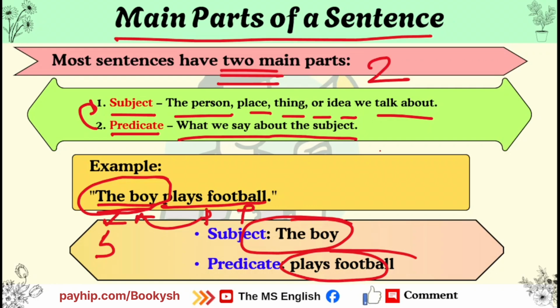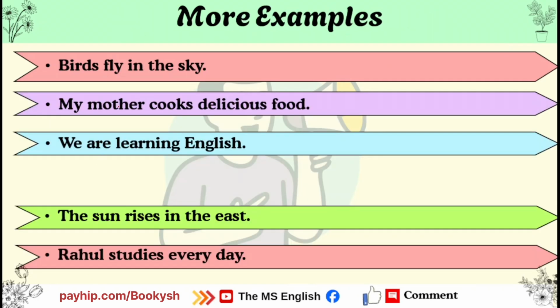So I am taking another example. Birds fly in the sky. In this sentence, we can see birds is subject and fly in the sky, this portion is predicate. Birds, subject; fly in the sky, predicate, because we are saying something about the subject. What we are saying about the subject is called predicate, is known as predicate. So birds is subject, fly in the sky is predicate.